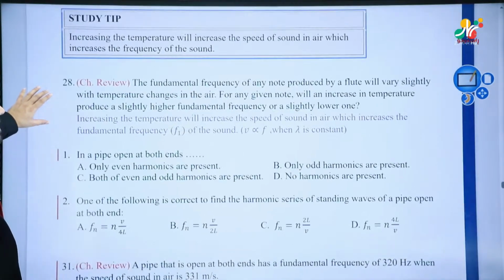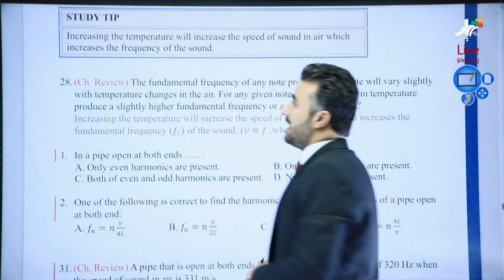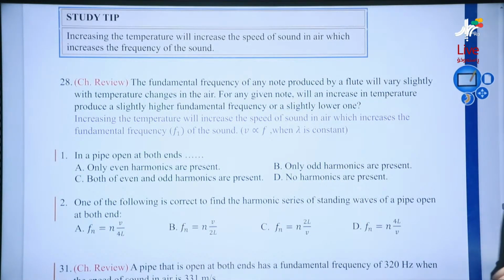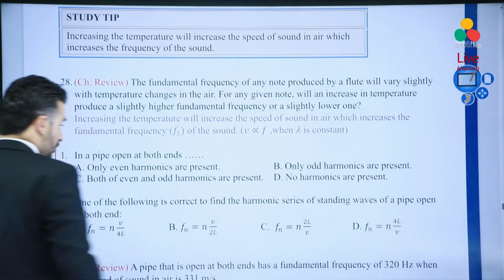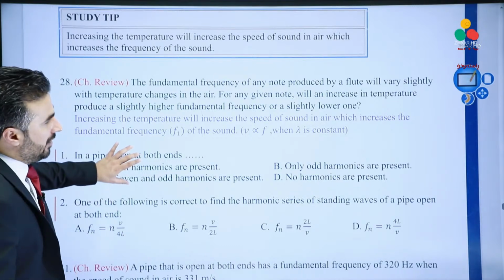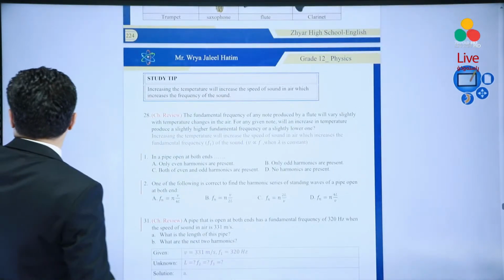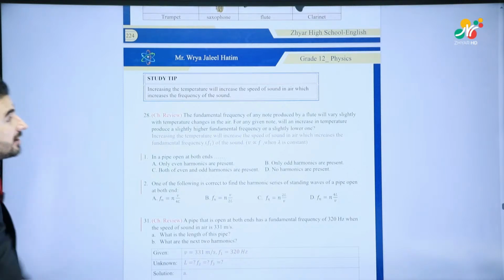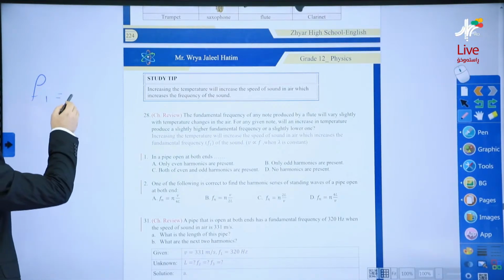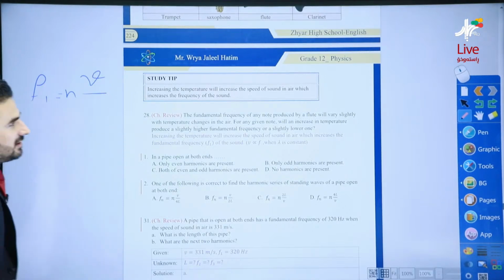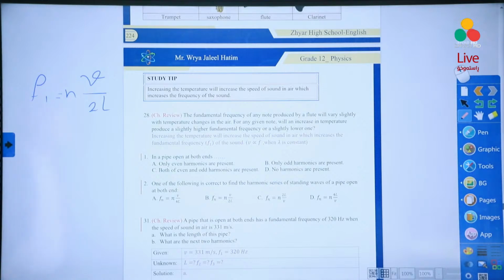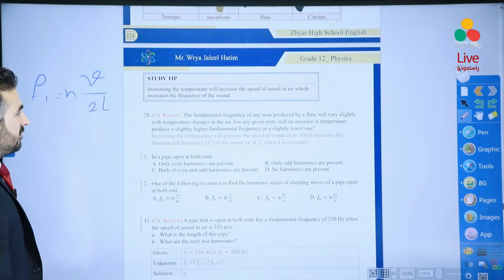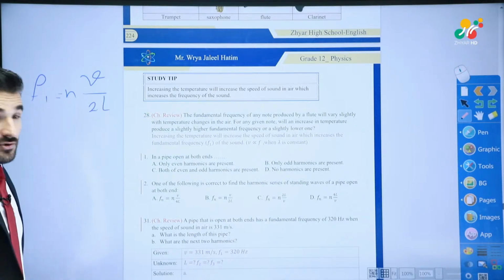All right, take a look here. We have a study tip here, which is a bit different than previous ones. It says increasing the temperature will increase the speed of sound in the air, which increases the frequency of the sound. That is a bit different when it comes to standing waves and harmonics. Because if we go back to this, what was the equation of harmonics here? We said fn equals n times v, the speed of sound in air, divided by 2 times the length of the windpipe, or the instrument, whatever the musical instrument is. Or it could be the length of the string if we're using a string here.